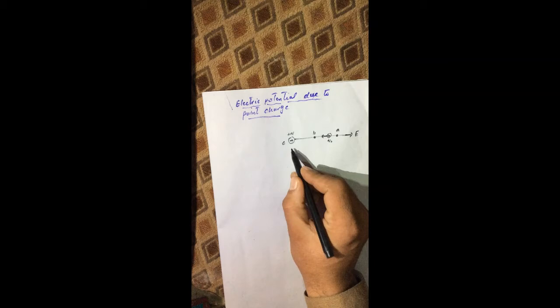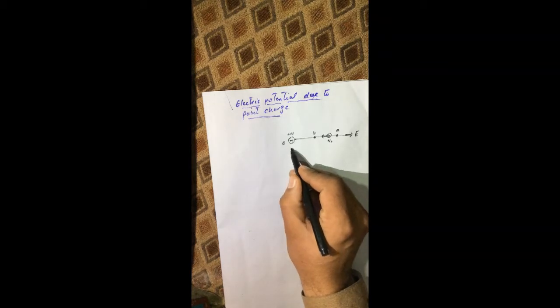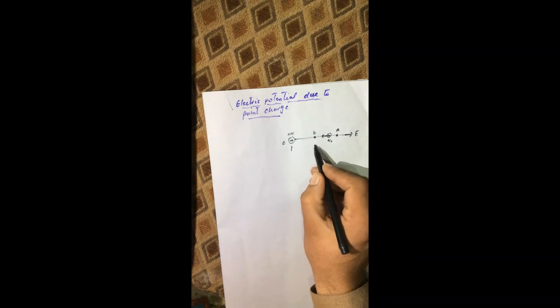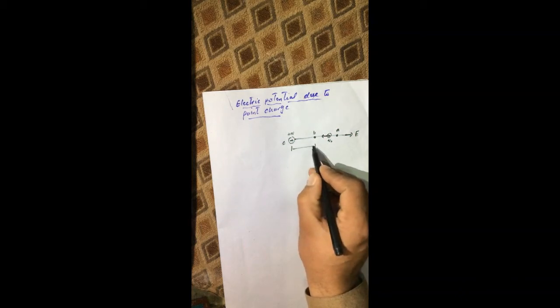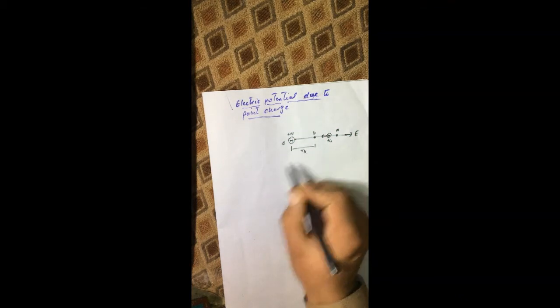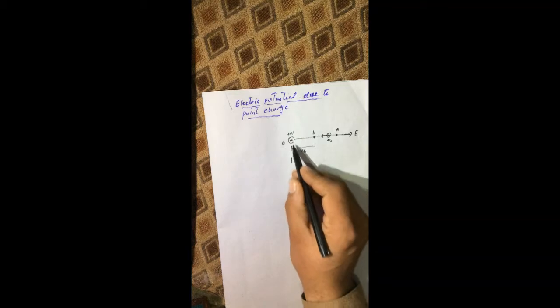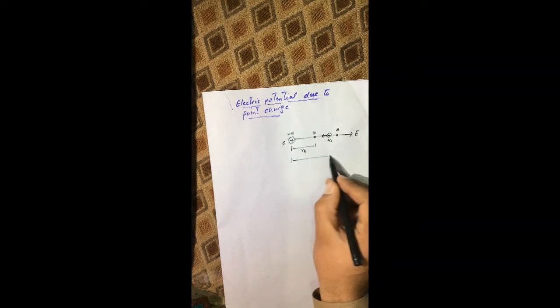Now the distance from this source point charge to point B is RB, and the distance from this point charge to point A is RA respectively.